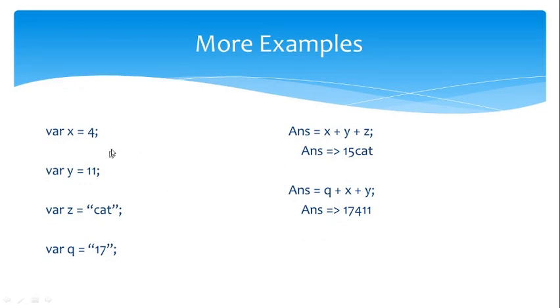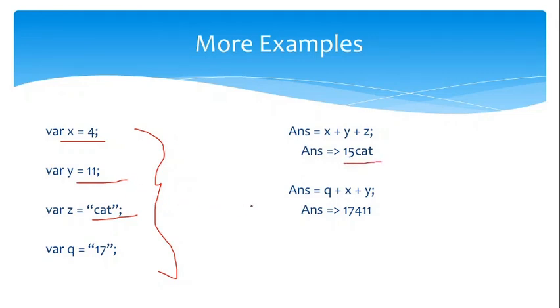More examples. The same here. x is equal to 4, y is equal to 11, z is equal to cat, q is equal to 17. You have to understand this. This is very, very important. x plus y plus z. x is a number, y is a number, and z is a string. So what it is doing, x plus y is 15, 15 plus z. What is z? z is cat, a string. So 15cat.